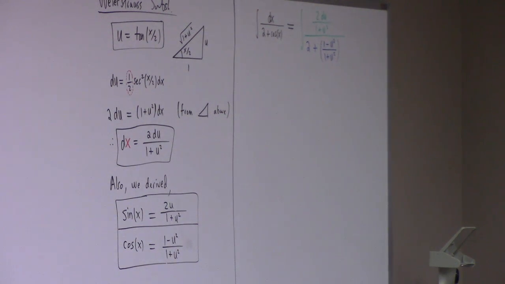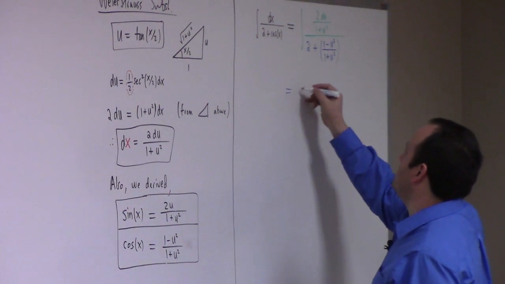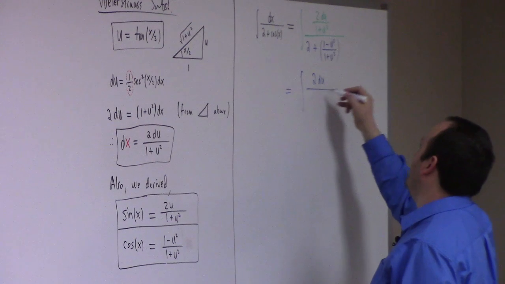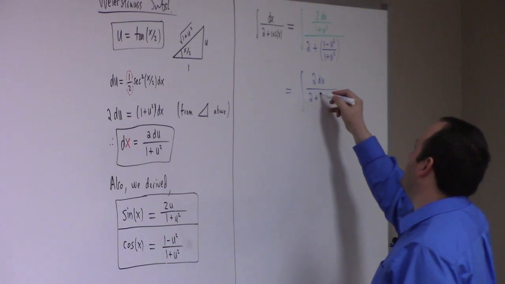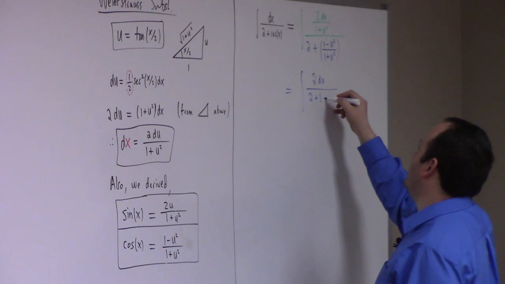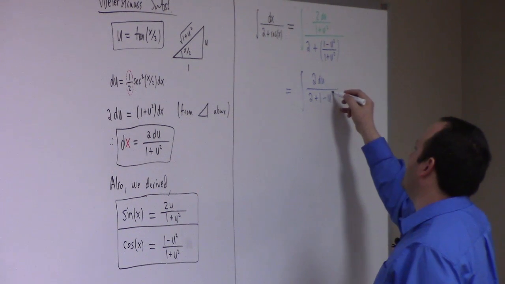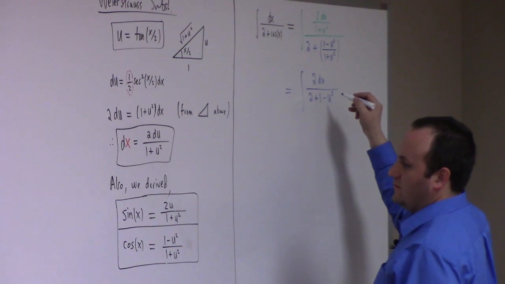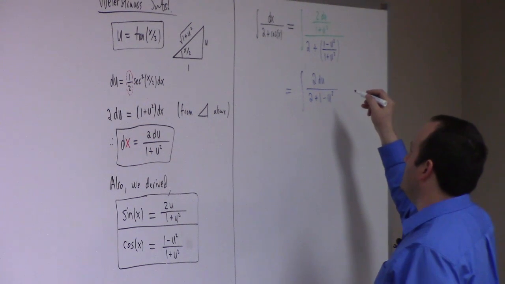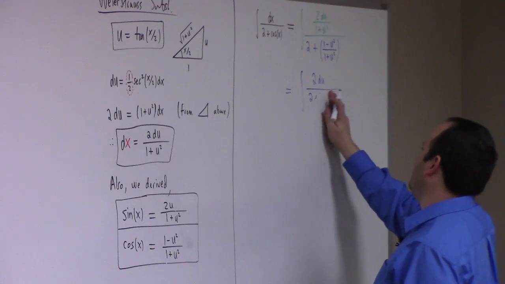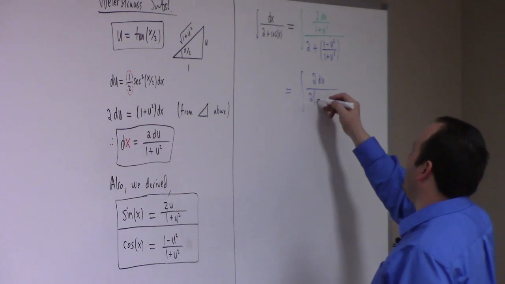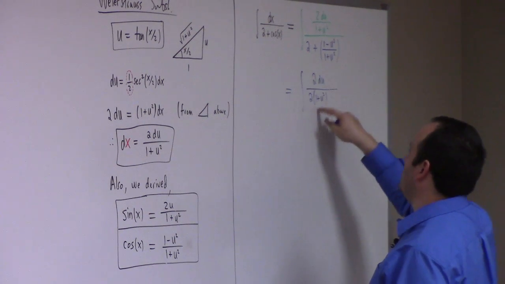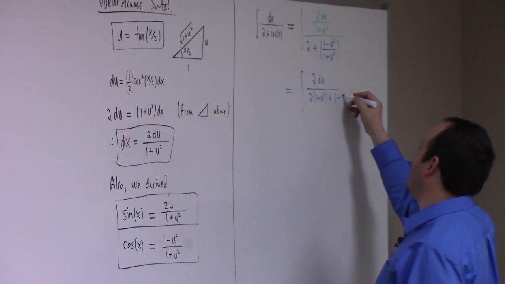So now we can do what? Clear out the denominator. This gives us the integral of 2 du over 2 plus 1 minus u squared. Oh, thank you. Something seemed wrong. Yes, it's 2 times 1 plus u squared. Yeah, we actually have to think about it. When I multiply through the denominator, of course, it also multiplies the 2. Thank you. So 2 times 1 plus u squared, and then plus 1 minus u squared.